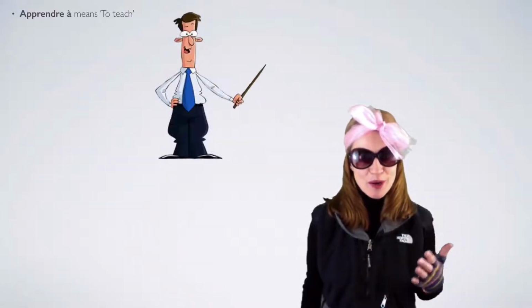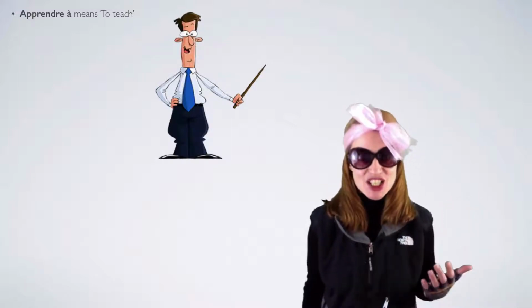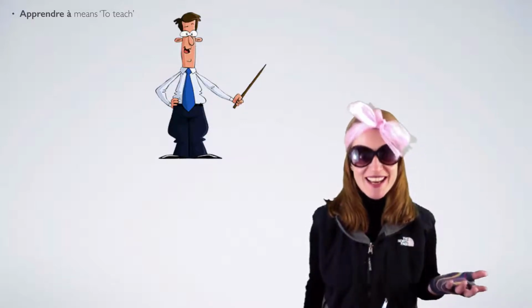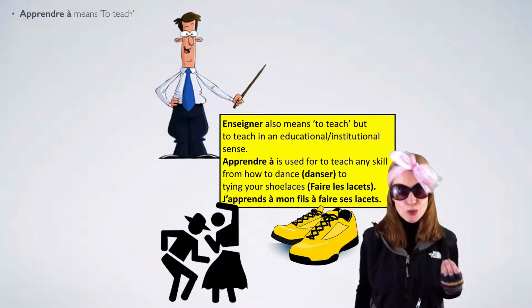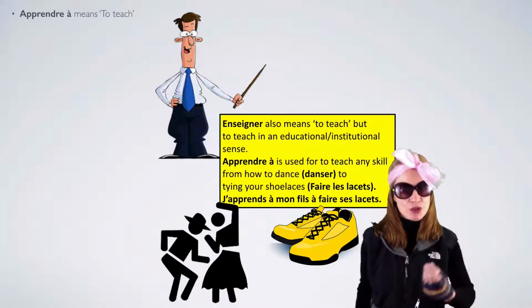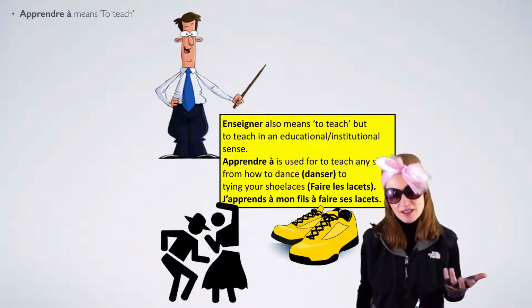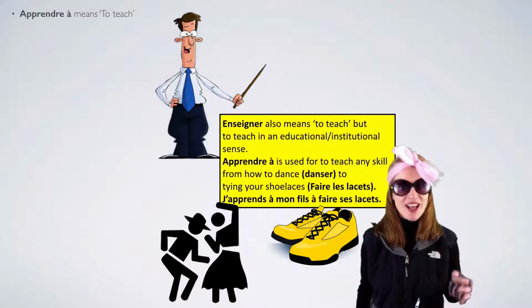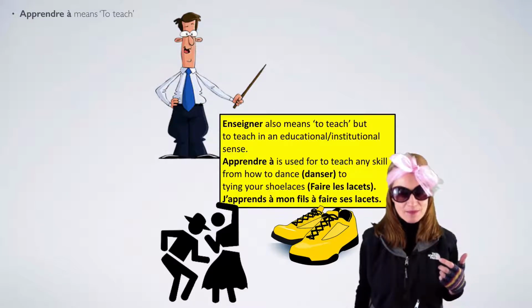So apprendre means to learn. But if you follow it by the preposition à, it means the opposite. It means to teach. So I am going to learn you something. You can say it in French. So enseigner is another word for to teach in a kind of educational, institutional sense. Apprendre à is used to teach any skill from how to dance, danser, to tie in your shoelaces. Faire les lacets. J'apprends à mon fils à faire ses lacets.